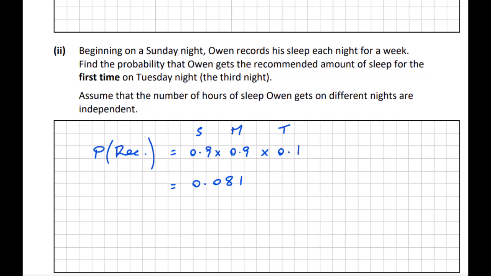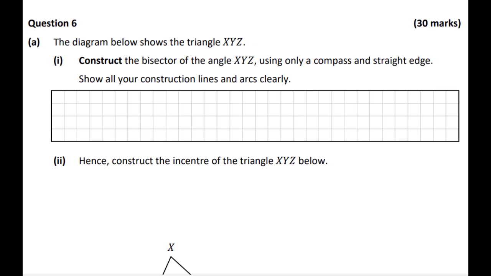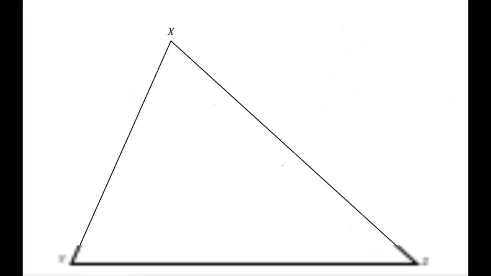Okay, let's move on to the next question, question 6. The diagram below shows the triangle XYZ. Construct a bisector of the angle XYZ using only a compass and a straight edge. Show all your construction lines and arcs. Hence construct the incenter of the triangle XYZ below.